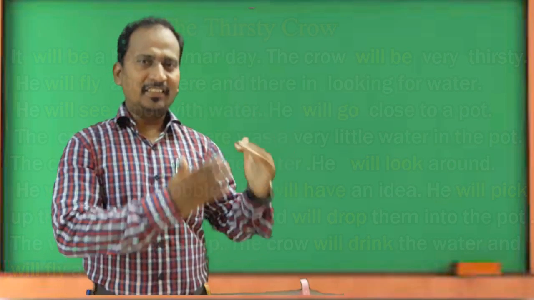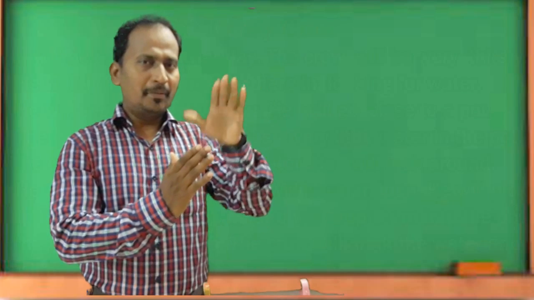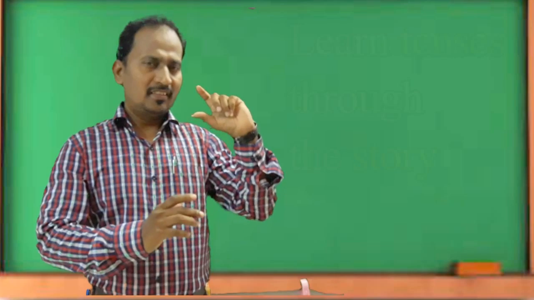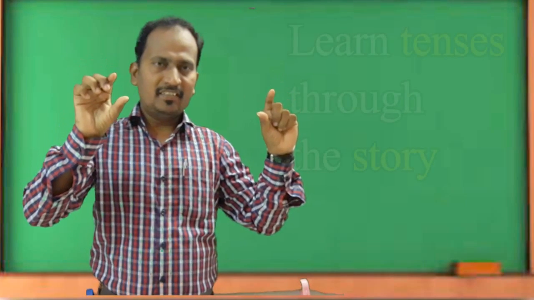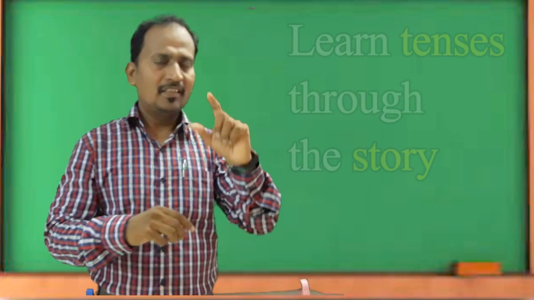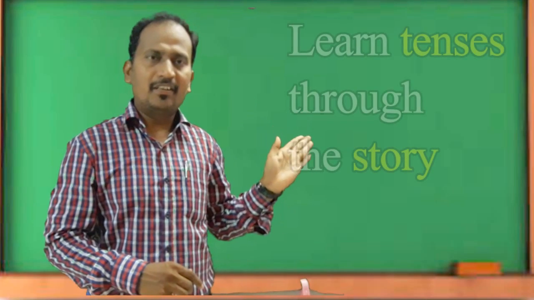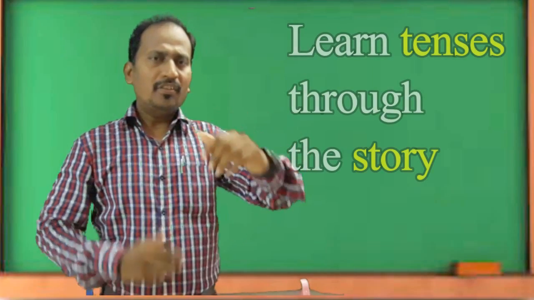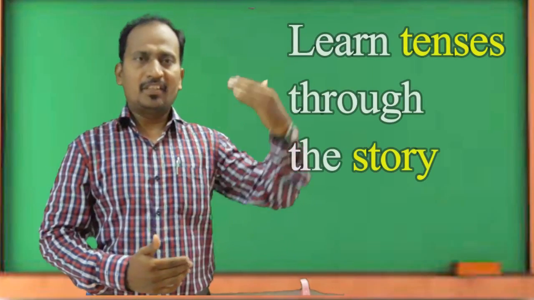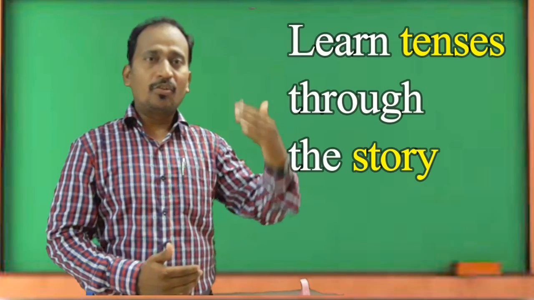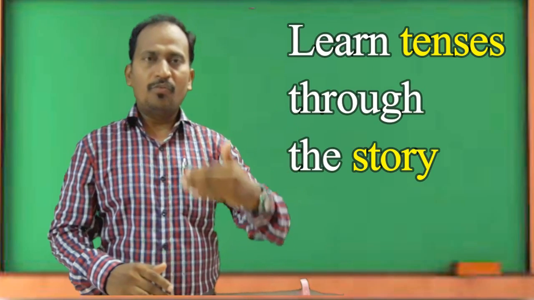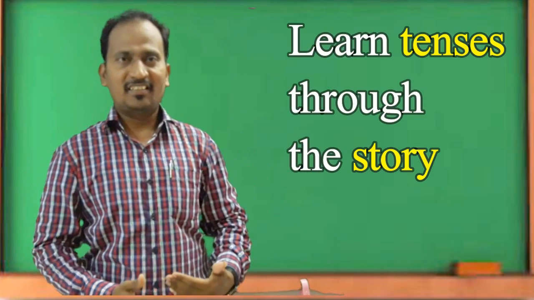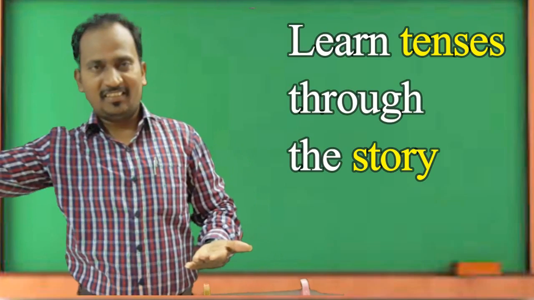Now you have seen the difference between simple present, simple past and simple future tense. The sentences were in simple future, which means shall or will were the verbs used there. So if we understand the story, for example: the crow was thirsty, the crow is thirsty, the crow will be thirsty.